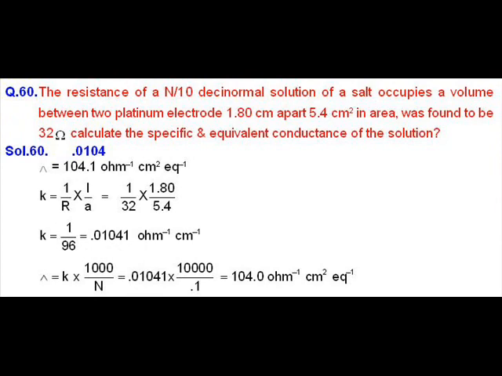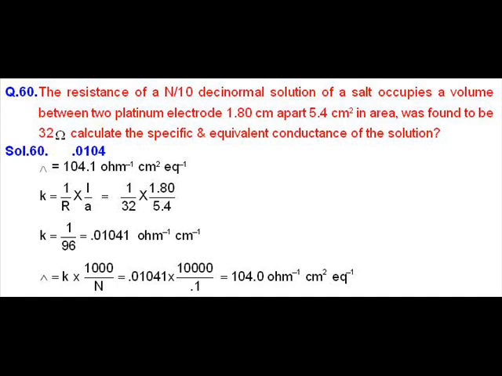Hello everyone, we are going to discuss question number 60 from MTP3. Here we are given a decinormal solution that has two platinum electrodes 1.8 cm apart and having an area of 5.4 cm square. The resistance of this solution is 32 ohm. We have to find out the specific conductance as well as the equivalent conductance.